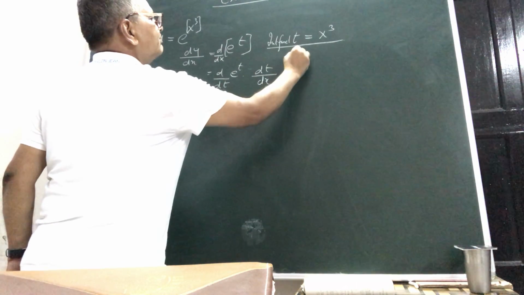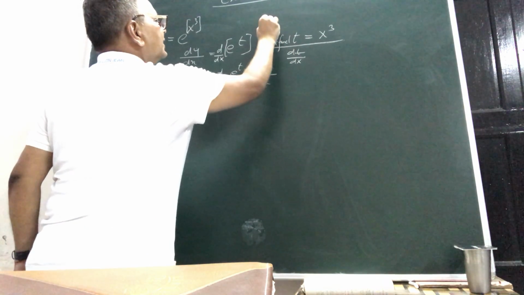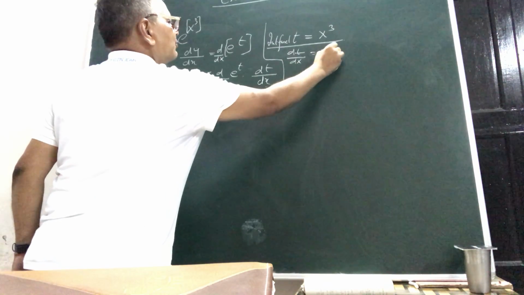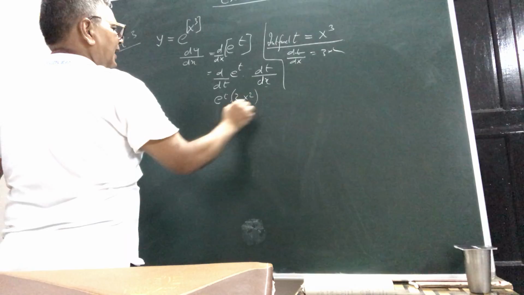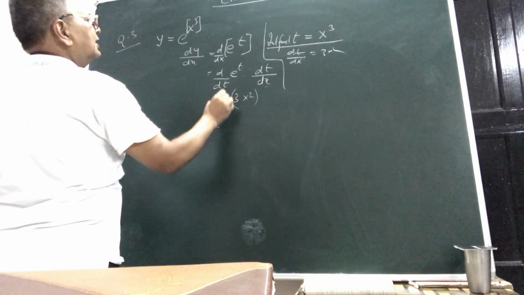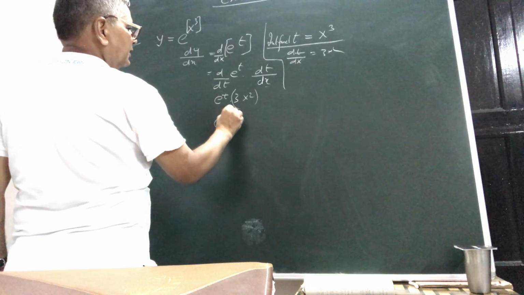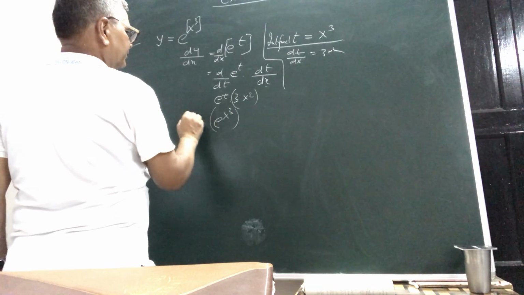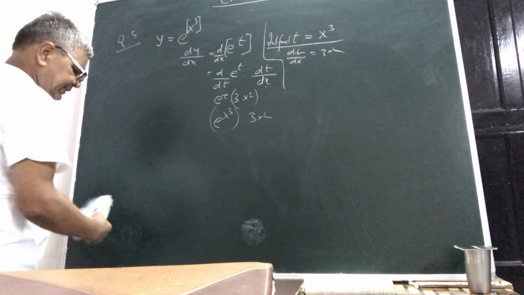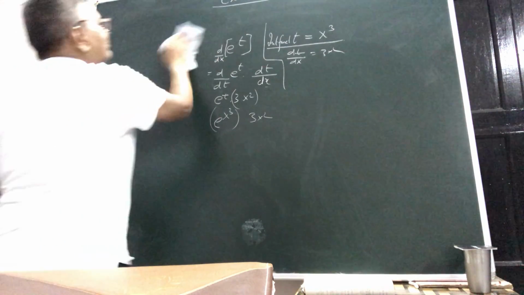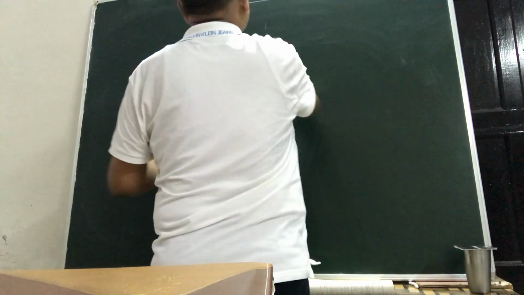From here it is simple, dt by dx is 3x square. So you can put the value here in place of this and then put the value of t here. t is your what? x cube. And e raised to power x cube, 3x square, that is the answer. So questions are very easy. But if you have crammed the things, then of course you will get confused.